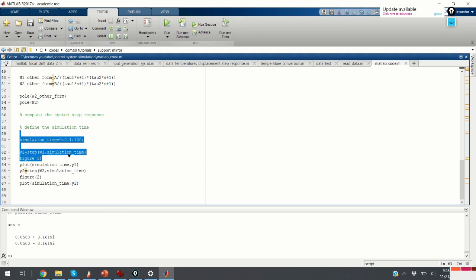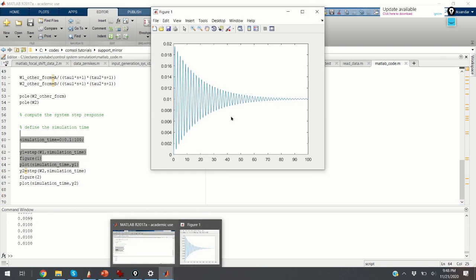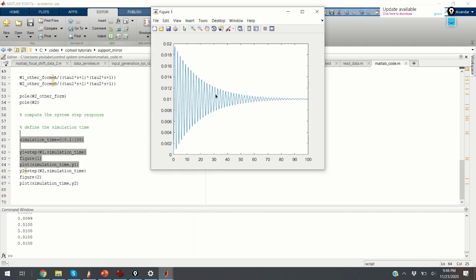Let's see what we obtain. The MATLAB function for computing the step response is step. You specify the transfer function, you specify the simulation time, and let's see what we get. Here is our step response. On the x-axis is time, on the y-axis is the displacement. Let's see where our system settles.